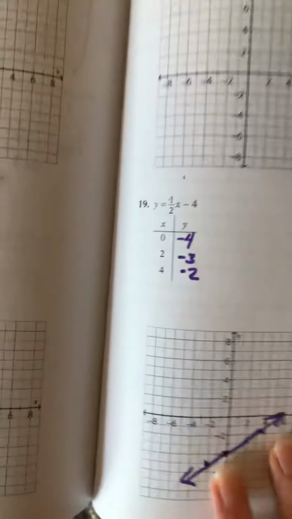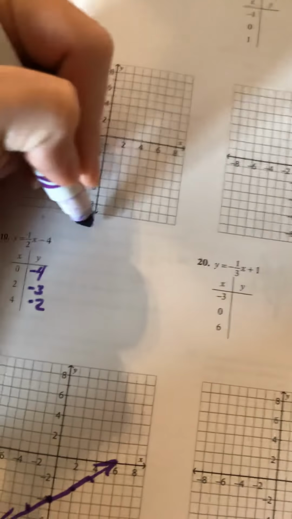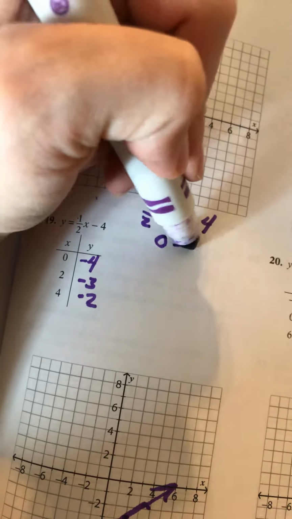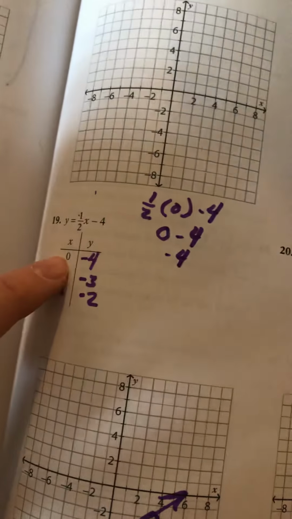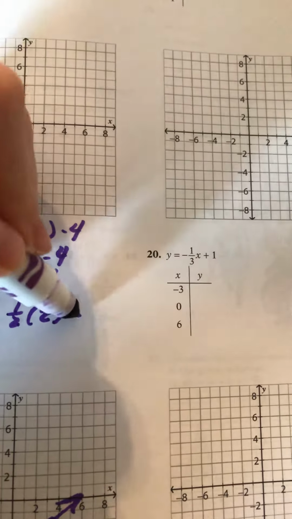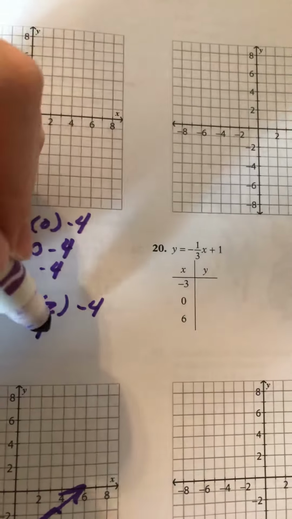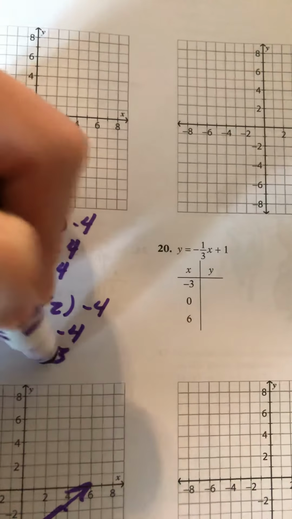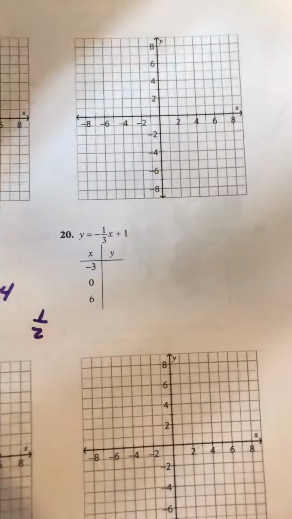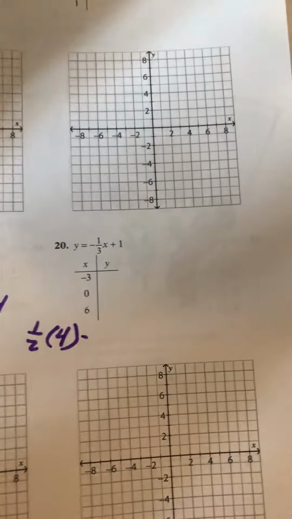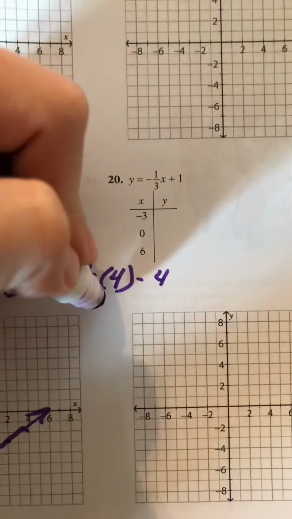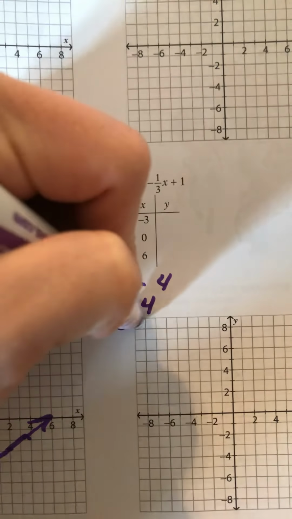And we can check that also. So I have 1/2 of 0, take away 4. Well, anything times 0 is 0, take away 4 equals -4. Oh, it worked. In this case, I have 1/2 of 2, take away 4. Well, half of 2 is 1, 1 take away 4 is -3. It works. And then, last but not least, I have 1/2 of 4, take away 4. 1/2 of 4 is 2. 2 take away 4 equals -2.